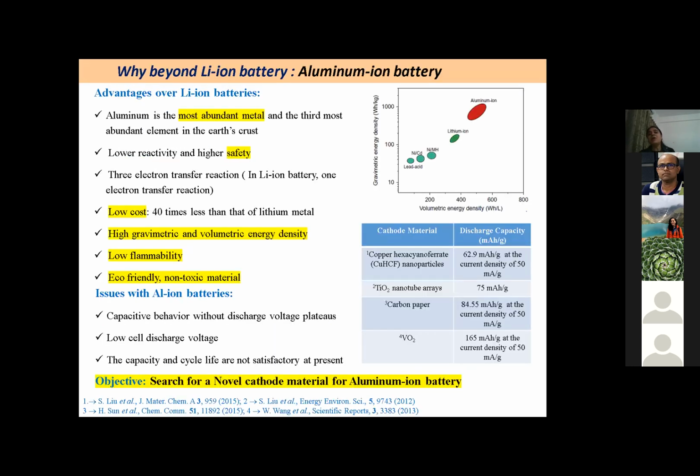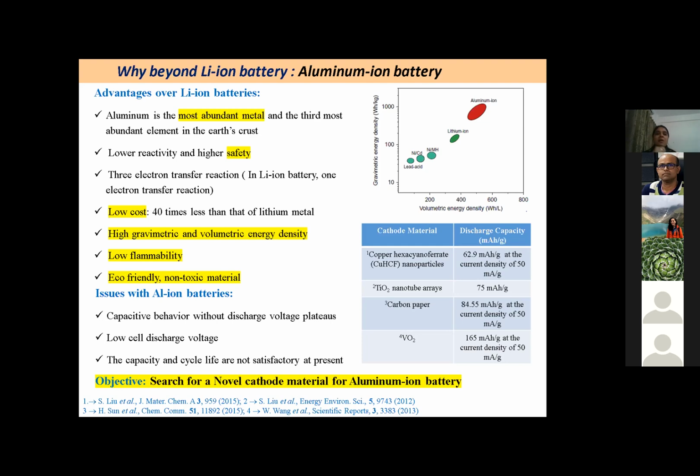So now, of course, in our group we are also working on LIBs in different ways, on how we can make them better. Many other research groups are still working on the lithium-ion battery. But in addition, we are also working on batteries beyond lithium-ion, specifically the aluminium-ion battery. Of course, there are zinc-ion and potassium-ion batteries.